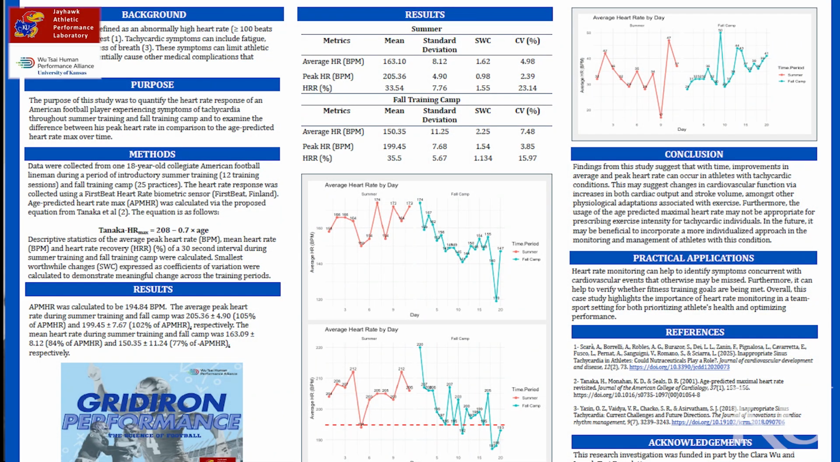And so what we saw with the results was that on average, he was hitting around 163 beats per minute during that summer training period, and then on average was around 150 beats per minute for that fall training camp period. And then for peak heart rate, his age predicted heart rate max was 194.84, and you can see that here with that dotted line. And he typically, within his heart rate response, remained pretty much over that age predicted heart rate max for a good majority of that summer training and fall training camp.